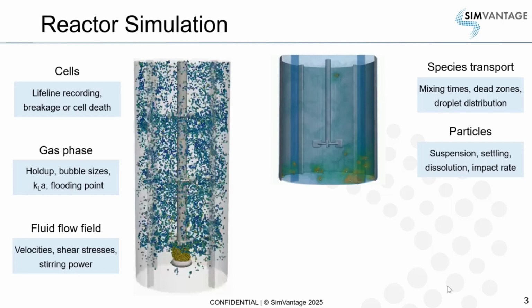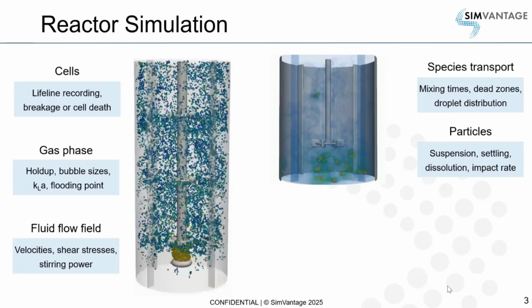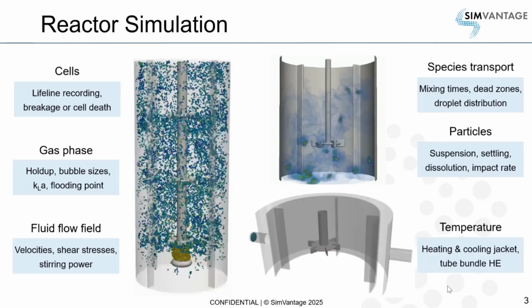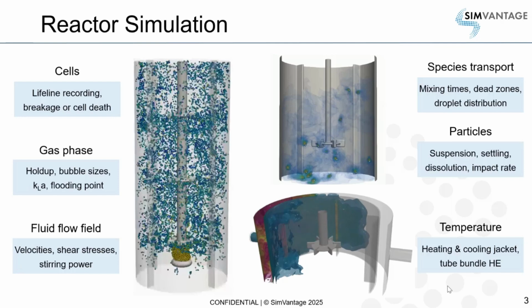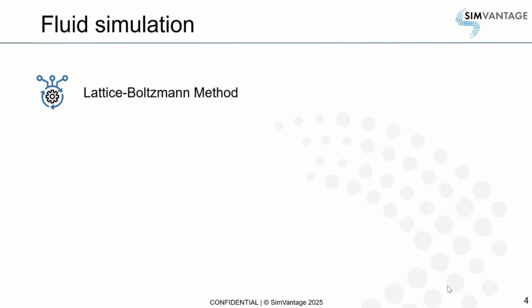it is transported around the reactor with a species transport algorithm where you can determine the mixing times, also the dead zones, if you have a consumption of the species, and also if you use oil droplets as a nutrient, we can also tell you the droplet size distribution depending on the stir speed. And lastly, for the temperature, we have a heating or cooling jacket included, where you can directly simulate the heating fluid, but you can also simulate some submerged tube bundle heat exchangers.